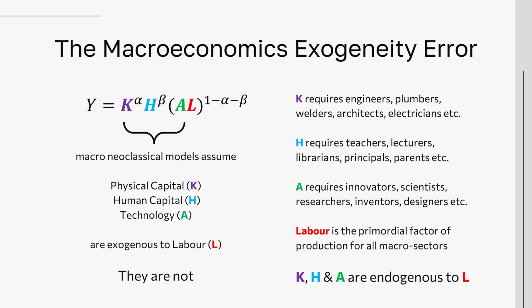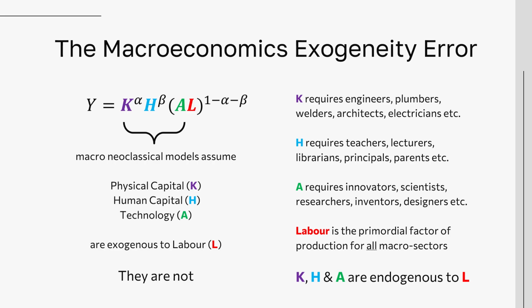Now, of course, it's alluring to make this assumption of exogeneity. That way you preserve your Gauss-Markov theorem, and hence your linear regression becomes BLUE, and it obviously eases the task of statistical inference. However, it's not correct. Labor is the primordial factor of production. Human capital, physical capital, and technology cannot grow in the absence of labor.